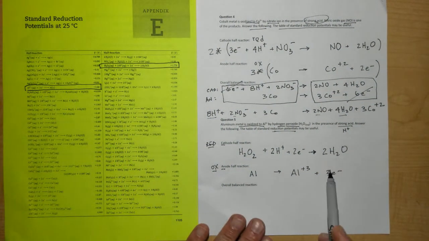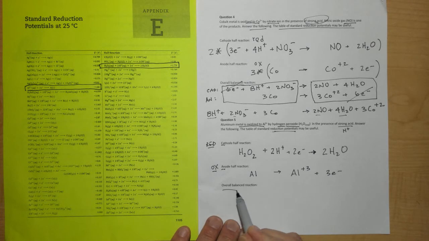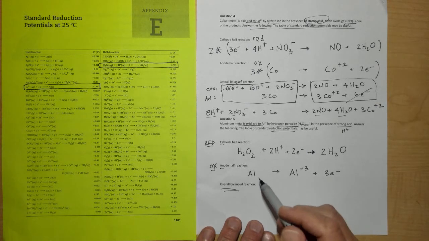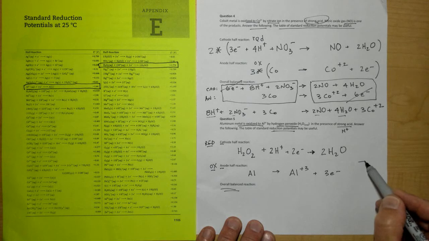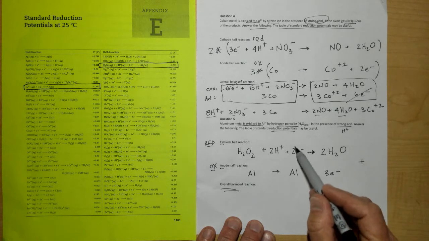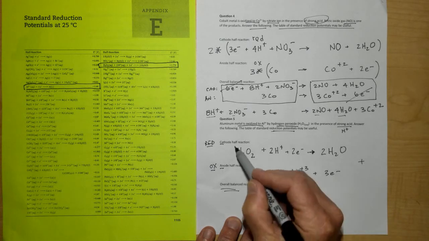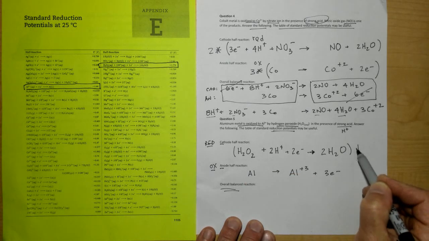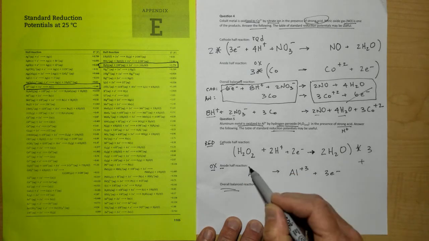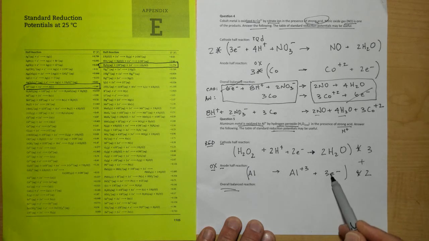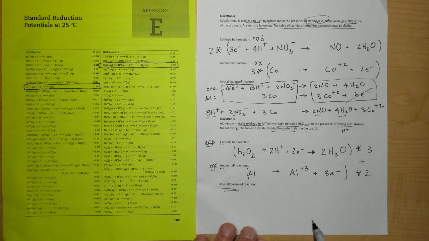Okay, so those are my two half reactions, and now it wants the overall balanced reaction, so you need to remember some things about balancing redox reactions, and that before you can combine these two reactions together, you have to have the electrons cancel out. And since there's 2 here and 3 here, I'm going to multiply this equation by 3, and I'm going to multiply this equation by 2, because then I'll end up with 6 electrons here and 6 electrons here, and they'll cancel.